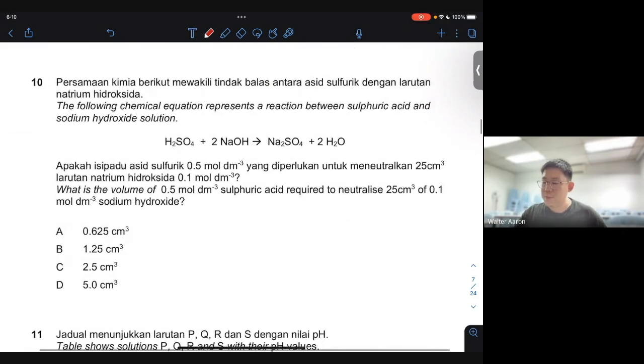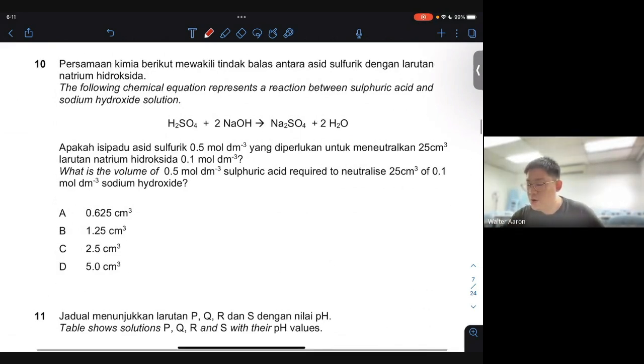Number 10, the following chemical equation represents a reaction between sulfuric acid and sodium hydroxide solution. Sodium hydroxide reacts with sulfuric acid to give you sodium sulfate and also water. What is the volume of 0.5 mol per dm cube of sulfuric acid required to neutralize 25 cm cube of 0.1 mol per dm cube of sodium hydroxide? Okay, this is very simple.